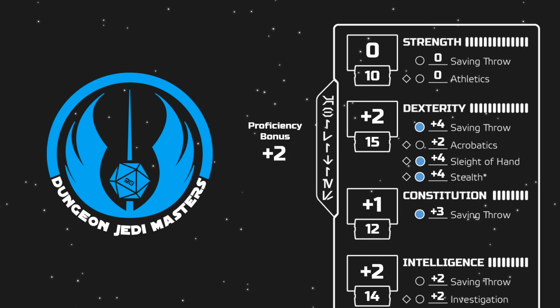So for example, we were proficient in sleight of hand. We could fill in that diamond just to note it on our character sheet, and we add our proficiency bonus one more time. So that sleight of hand would be a +6. So anytime I roll a sleight of hand check, I'm going to roll that d20 and add +6 to that score, to that check. So it's a nice way to build out a character that can really excel in one area over the other.